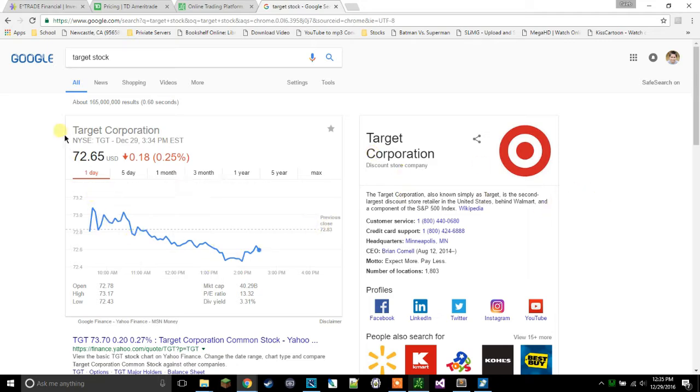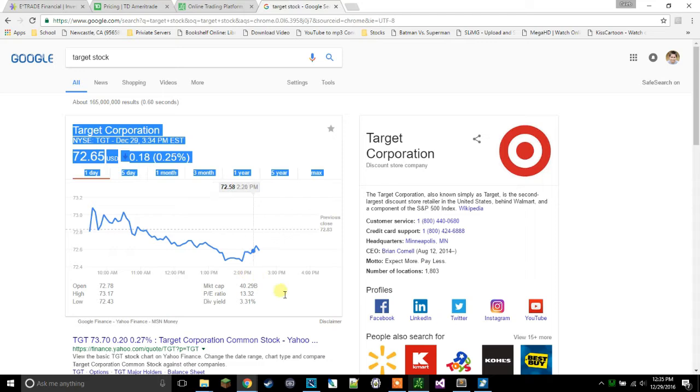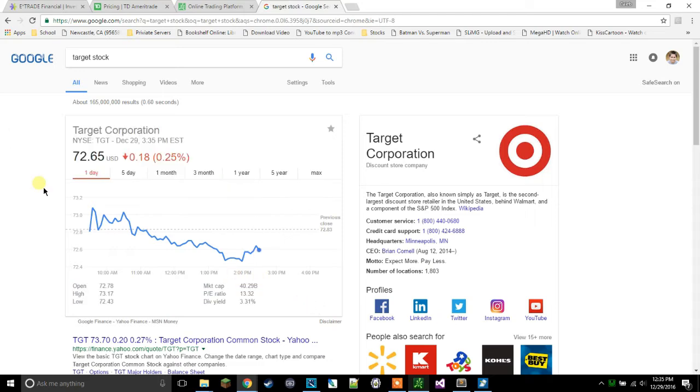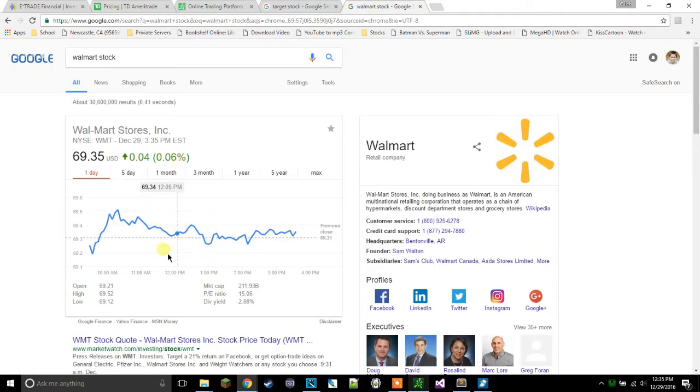Today I'm going to be teaching you basically what this whole section right here is. So let's get started. First of all, I am using Google Finance. If you just search Target stock, this will come up. You can search Walmart stock and the same thing will come up.